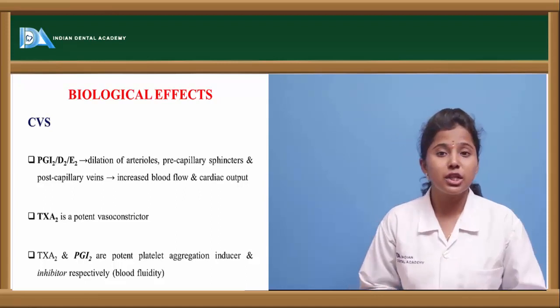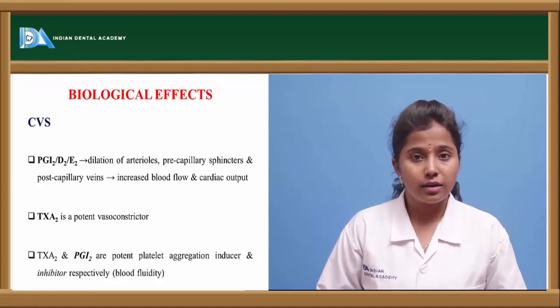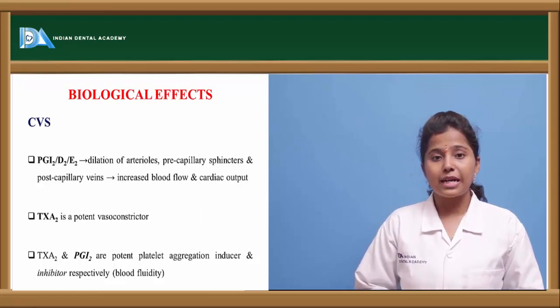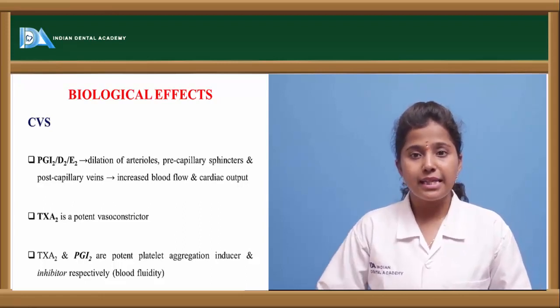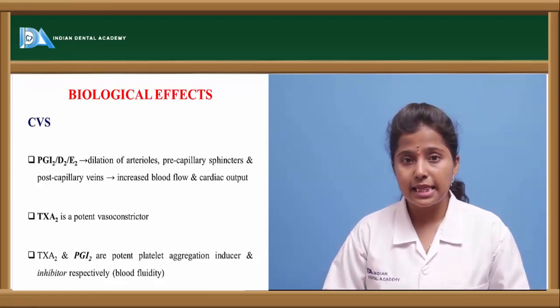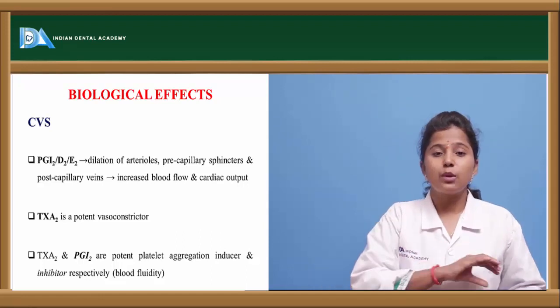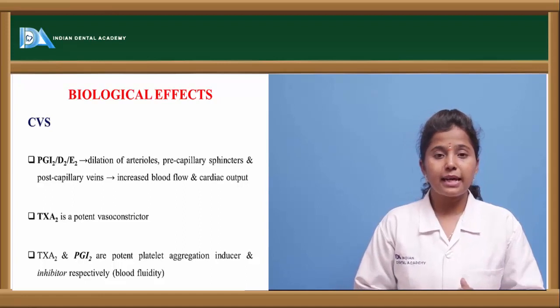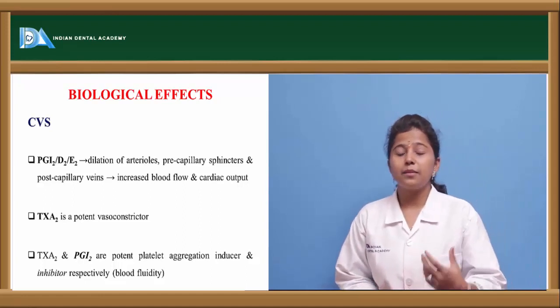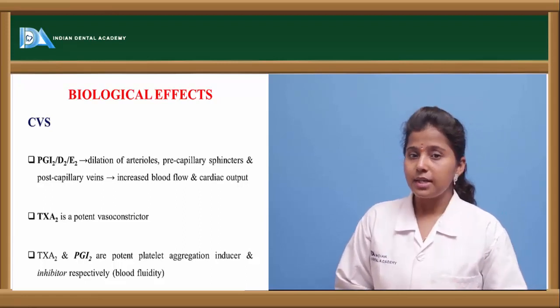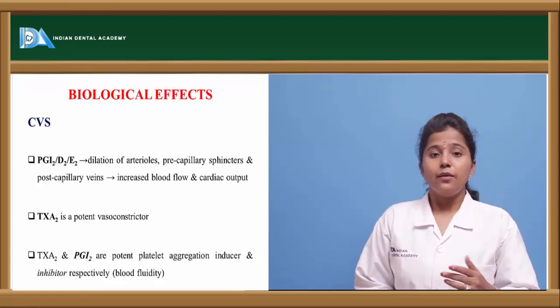We saw this action in the individual actions also. So these prostaglandins cause vasodilation. When these prostaglandins are synthesized in the body, they cause vascular dilation, whereby there will be increased blood flow, and thereby the blood pressure will be regulated when these prostaglandins are synthesized in the body.